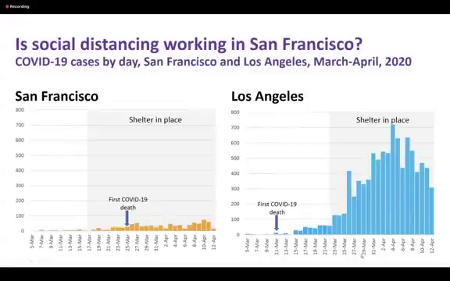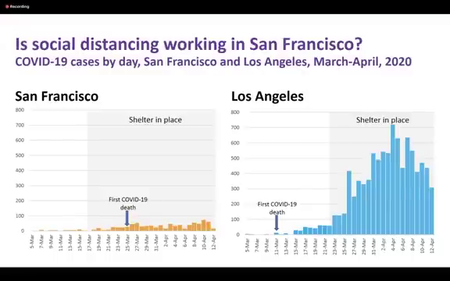For San Francisco and Los Angeles. Los Angeles went to shelter in place 3 days after San Francisco did. But I think more telling is the first death. So if you go back 3 weeks from the first death in Los Angeles, that's something like the 19th of February. So it was a full month plus before they went to shelter in place, whereas San Francisco went to shelter in place within 2 weeks.